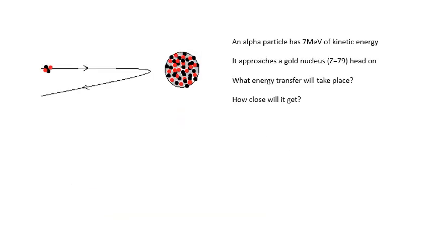Can you do this question? An alpha particle has 7 MeV of kinetic energy. It approaches a gold nucleus head on. What energy transfer will take place? How close will it get? Do you think you could have a go at that? I'll show you the answer in 3, 2, 1.